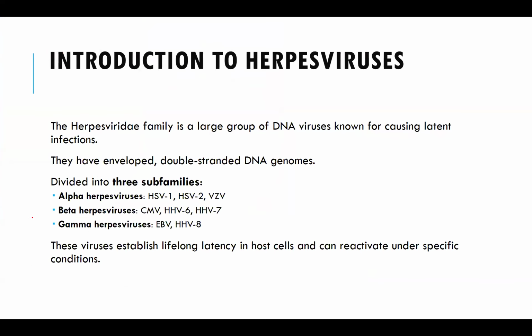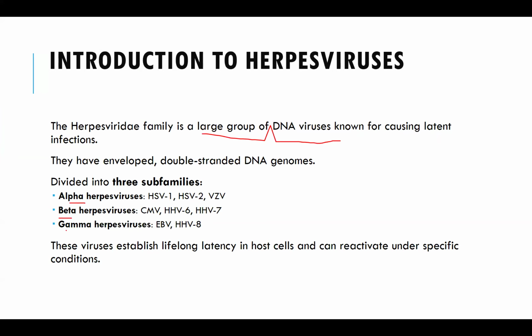So when you look at the herpes viruses, as I mentioned earlier, it is a group of large DNA viruses which are double-stranded, and they love causing latent infection, meaning that anytime you get infected with one of these viruses, you are going to stay with that virus for life. That group of viruses is usually divided into subfamilies, and these are 3. We have the alpha group, the beta, and the gamma.